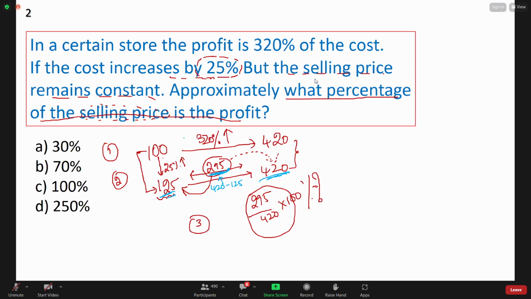So what does the question say? Approximately what percentage of the selling price is the profit? So what percent of the selling price is the profit, what does that mean? You would simply say selling price. What percent of selling price is profit? That we will find out. This is the percentage that we are after. I hope that should be clear. 436. I'll go back to the question from 7.